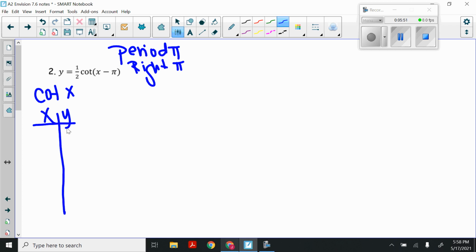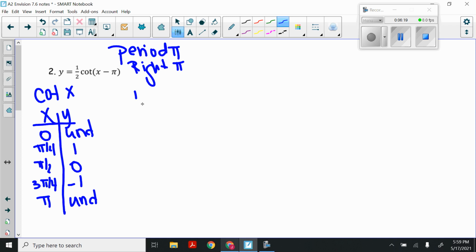Remember that the cotangent had asymptotes at 0, so we started with an asymptote at 0. Then we went to pi over 4, then to pi over 2, 3 pi over 4, and then to pi for our next asymptote. The cotangent at 0 is undefined. The cotangent at pi over 4 is 1. The cotangent at pi over 2 is 0. 3 pi over 4 is -1, pi undefined.